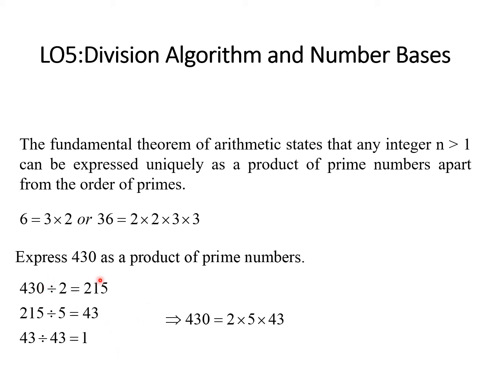So, for example, expressing 430 as a product of prime numbers: 430 divided by 2 is 215, and then 215 divided by 5 is 43, and 43 divided by 43 is 1. So therefore 430 is simply 43 times 5 times 2, or 2 times 5 times 43. Okay, so this is the fundamental theorem of arithmetic which involves the division algorithm.